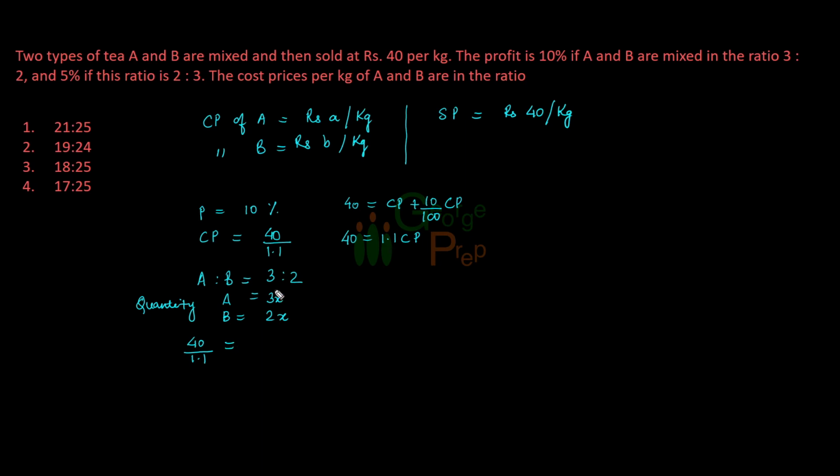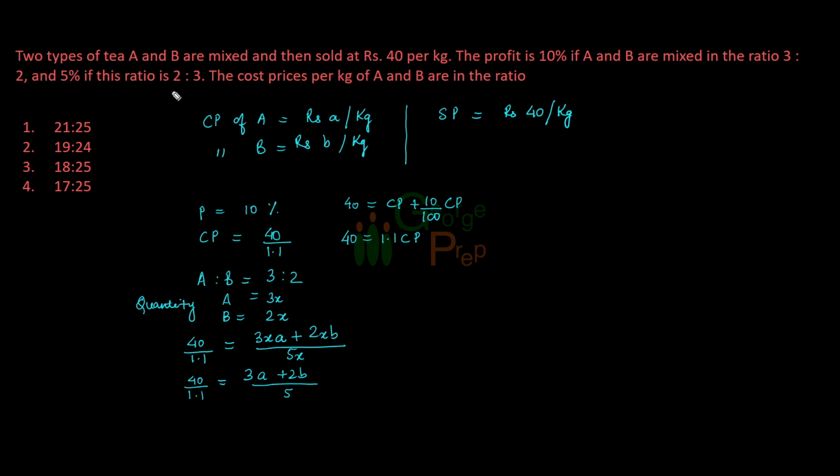That we can also equate to quantity of A into price of A, which is 3xA, plus quantity of B into price of B, that will be 2x into B, so 2xB. So this is the cost price of 3x plus 2x, that is 5x. We want to find out the price of 1 kg, so that will be divided by 5x. So this x will get cancelled in numerator and denominator, so we can write 40 by 1.1 is equal to (3a plus 2b) by 5.